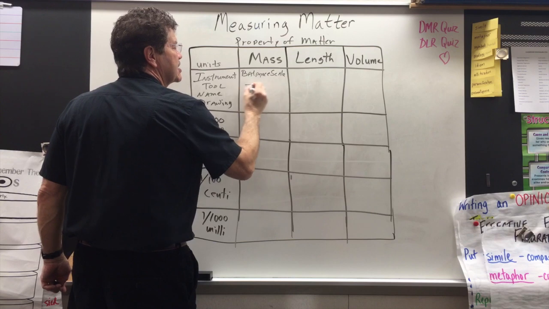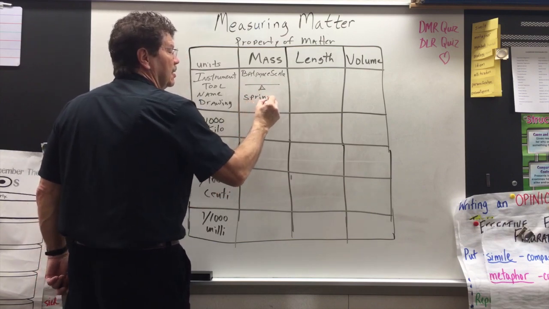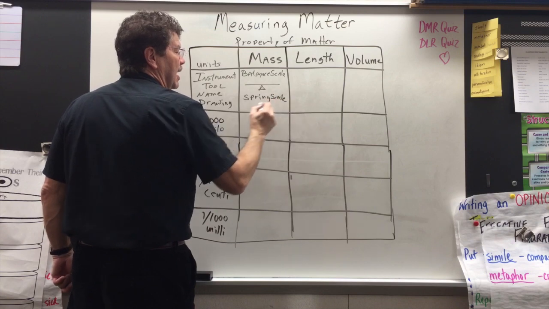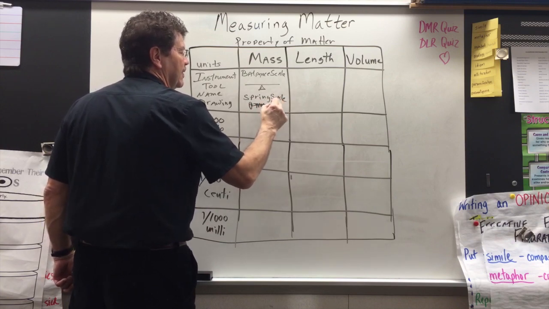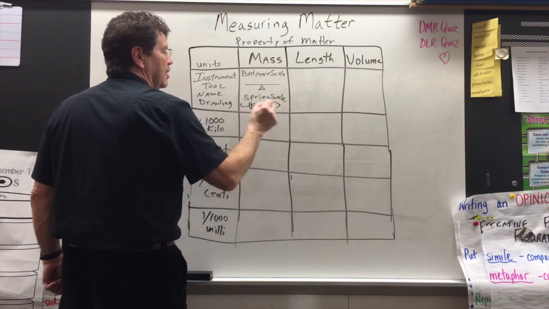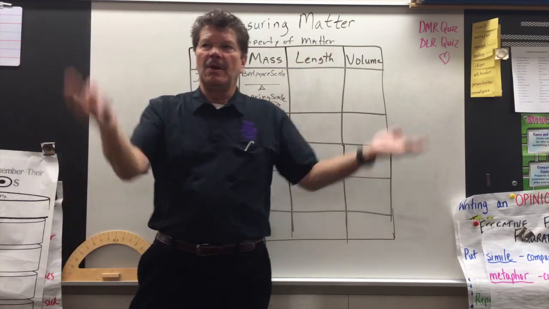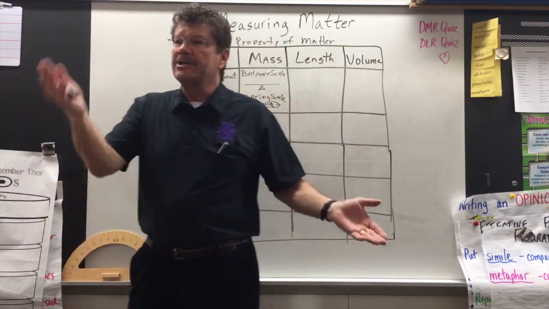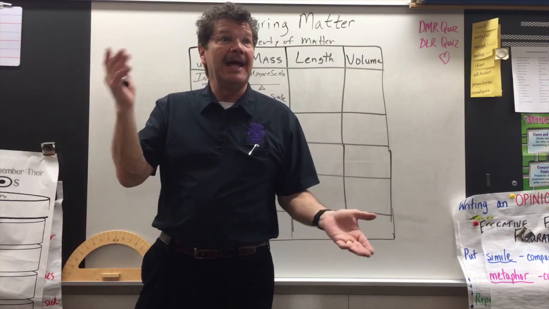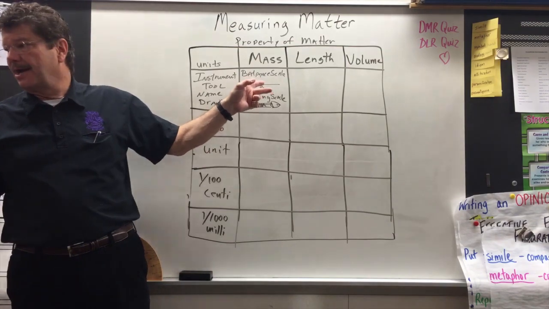It looks kind of like this. Or a spring scale. And it's kind of like this. It's got a spring in it and a hook on the bottom of it. A spring scale. So if I do this, what property? Mass. What instrument? A balance beam? No sir. I didn't say balance beam, I said balance scale.